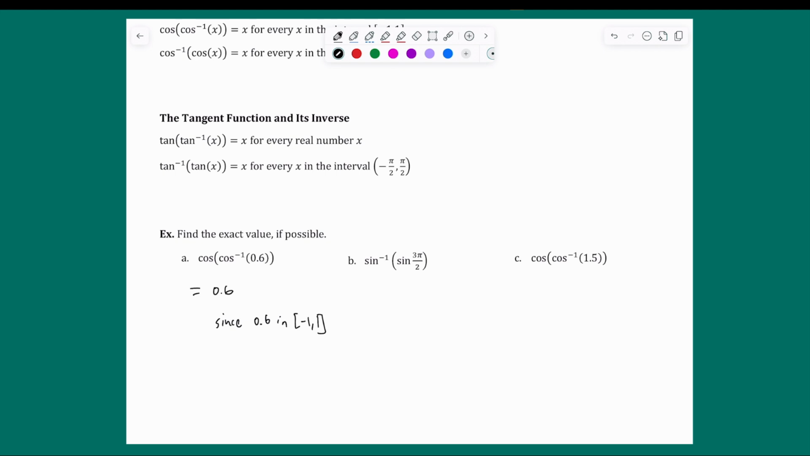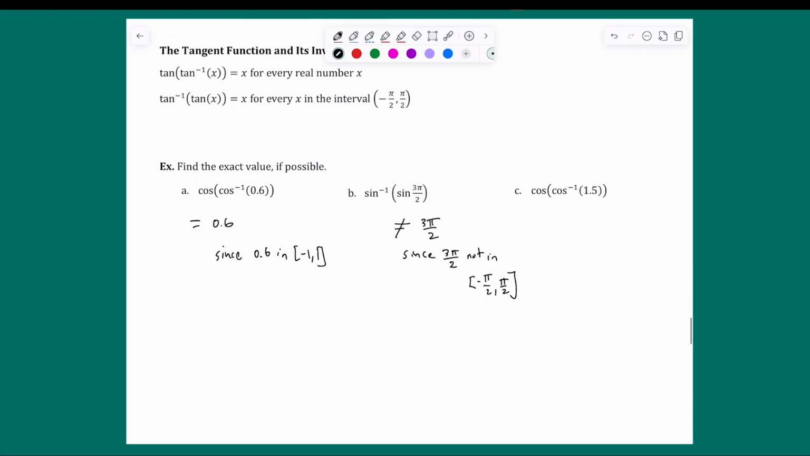Okay, and so it's just 0.6. However, sine inverse of sine of 3 pi/2 is not equal to 3 pi/2, since 3 pi/2 is not in the interval from -pi/2 to pi/2. And so for this one, we can actually figure out what the answer is still, but we just can't use that property that we just learned.